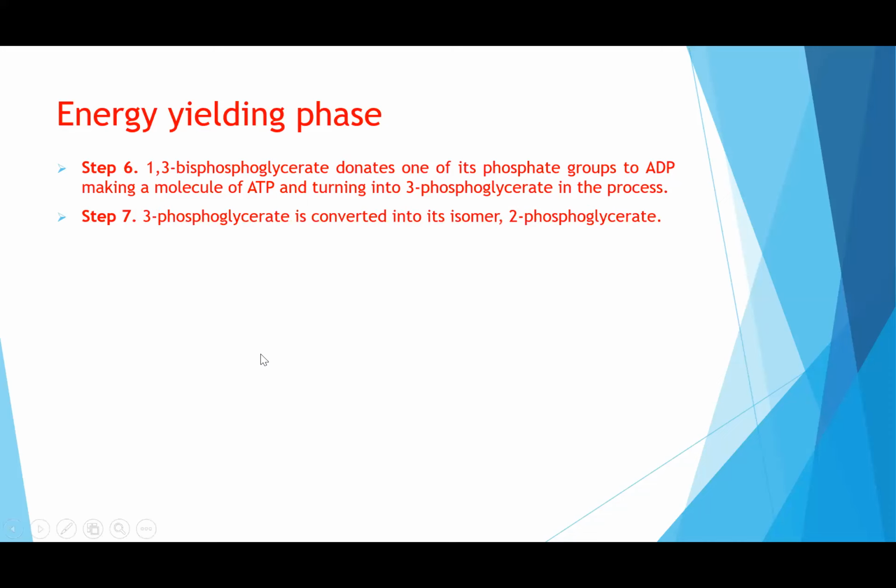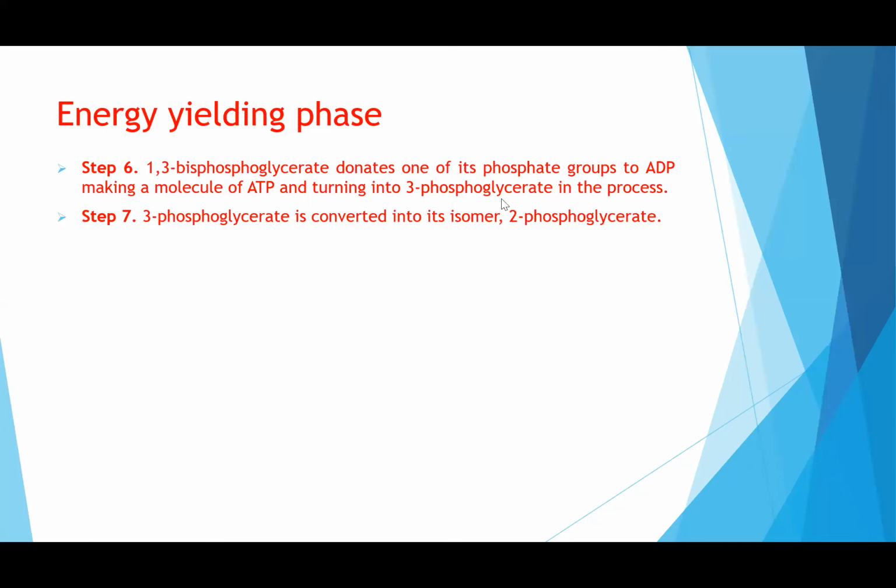Step 7. 3-phosphoglycerate is converted into its isomer 2-phosphoglycerate. Okay. Dua, can you tell me which phosphate has been removed in step 6? The one attached on carbon number 1 or the one attached on carbon number 3? Carbon number 1. Yes, because the molecule is 3-phosphoglycerate now.